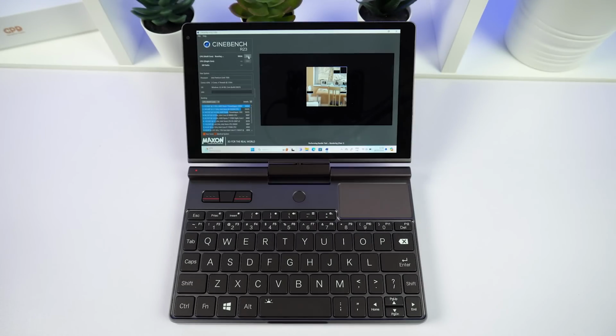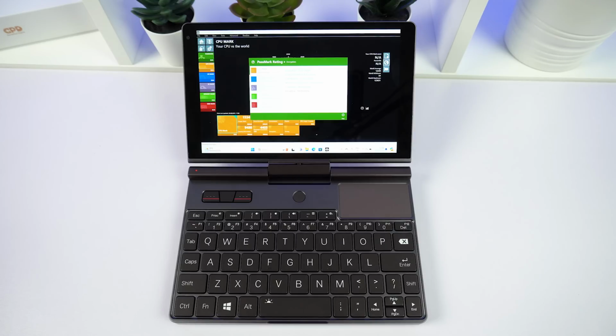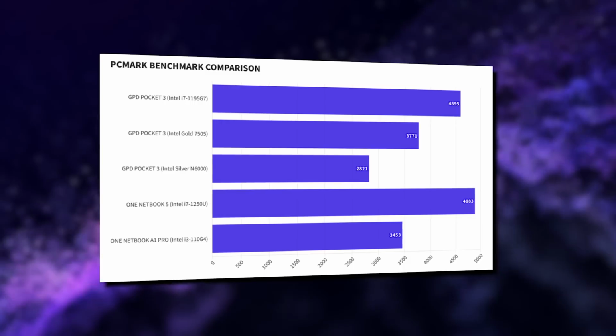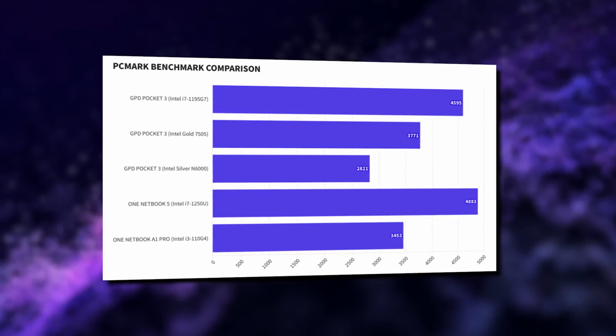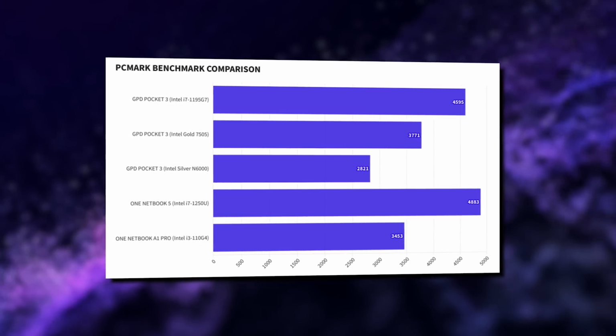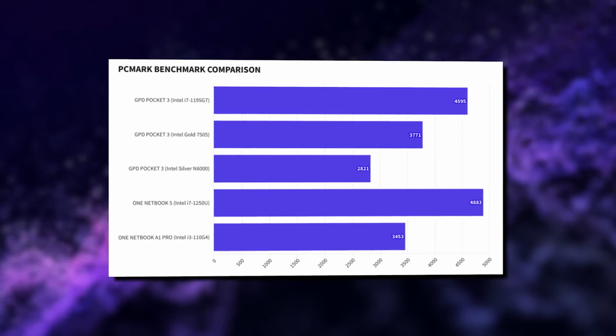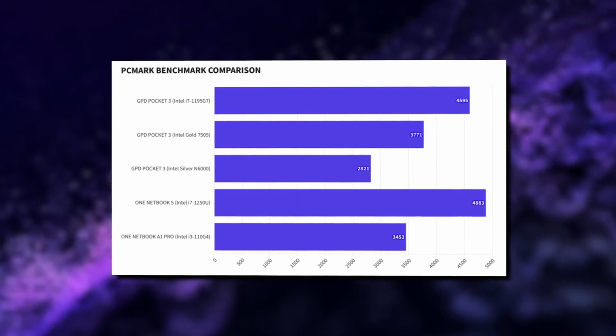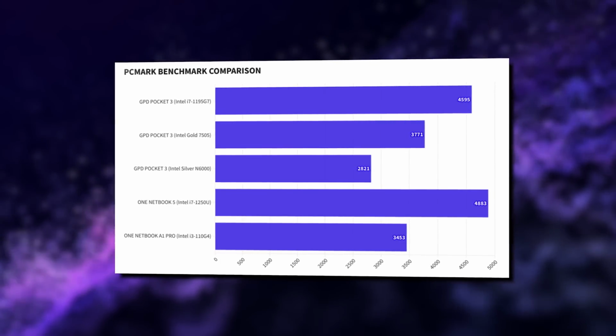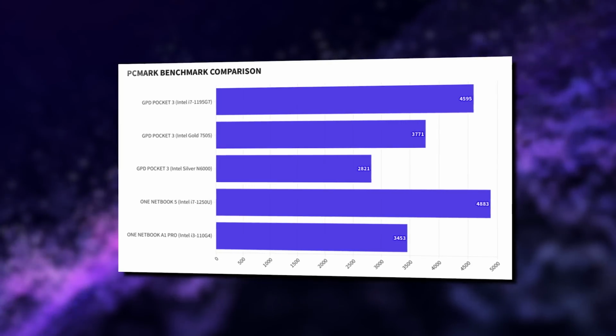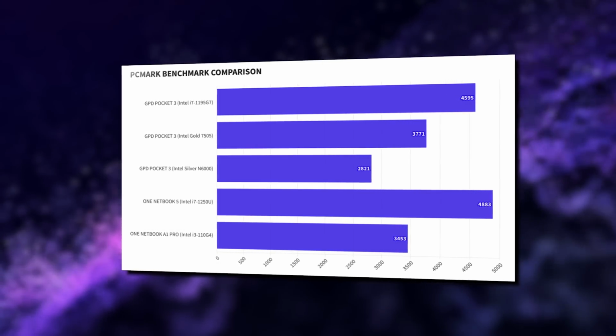We will be comparing the GPD Pocket 3 model with the previous two models, as well as the OneNetBook 5 and A1 Pro. For PCMark, we overall see good scores for the GPD Pocket 3, far ahead of the previous N6000 model and in front of the OneNetBook A1 Pro. It does remain behind the more expensive and powerful Intel i7 found in other Pocket 3 and OneNetBook 5.